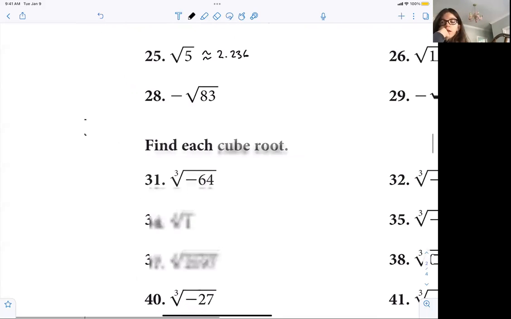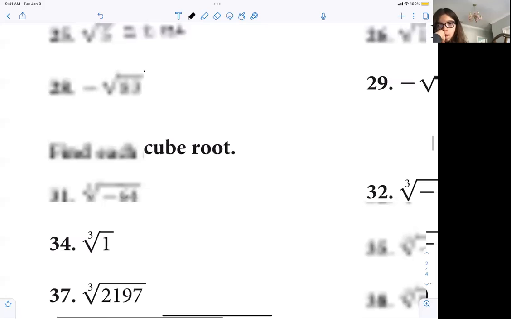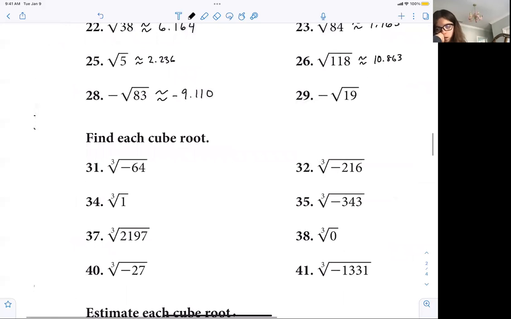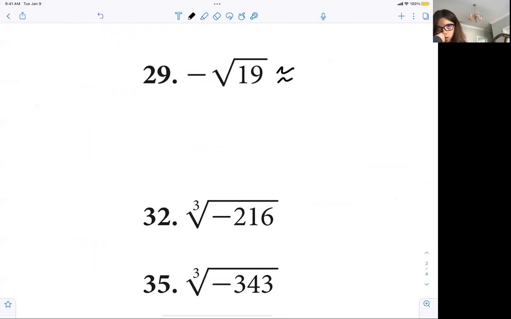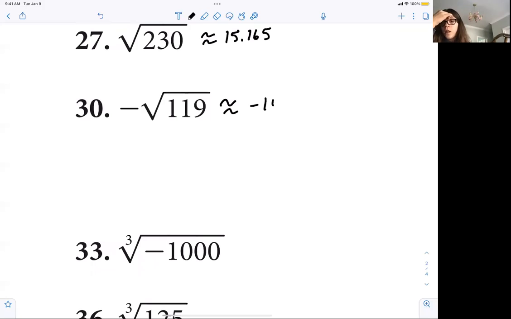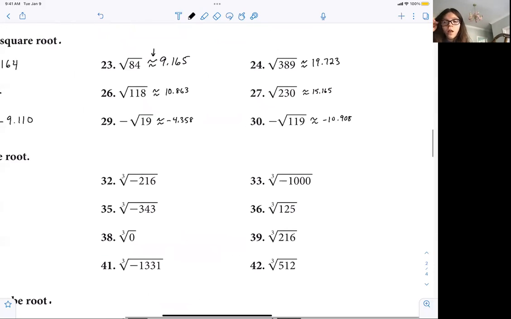All right. So here we go. What is negative square root of 83? Negative what? Negative 9.110. All right, help me out one more time. Negative square root 19. Negative what? All right, and finally, number 30. Negative 10 point. All right, I'm happy with that.